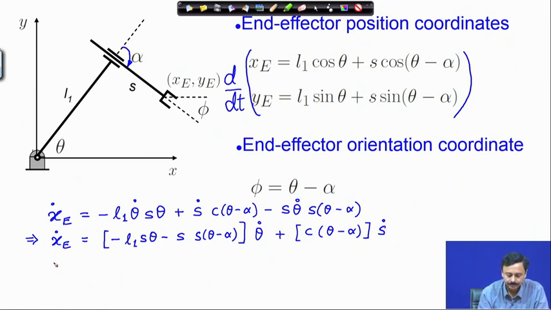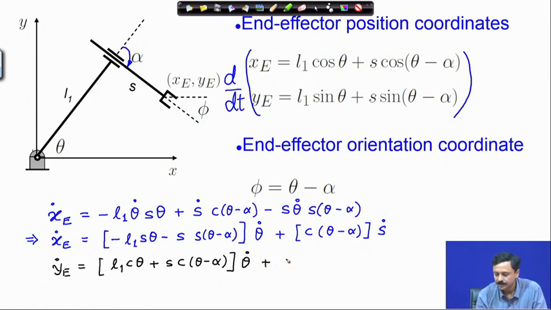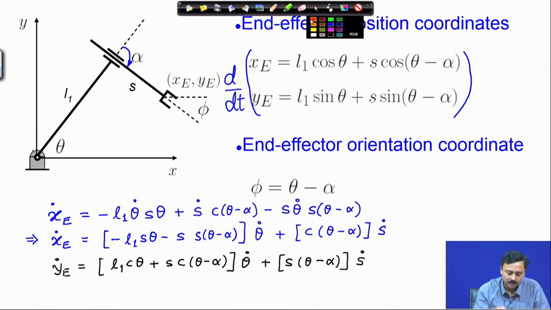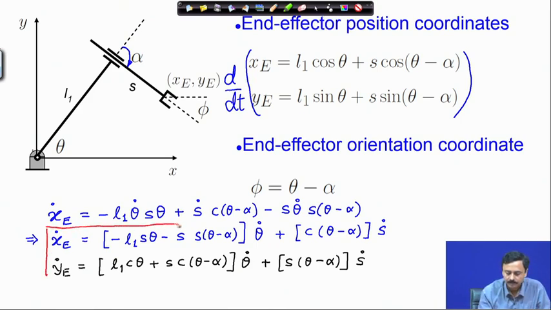From the second displacement relation, by differentiating it, I have y e dot equal to L 1 cosine theta plus s times cosine of theta minus alpha, times theta dot, plus sine of theta minus alpha times s dot. So, these are my velocity relations.